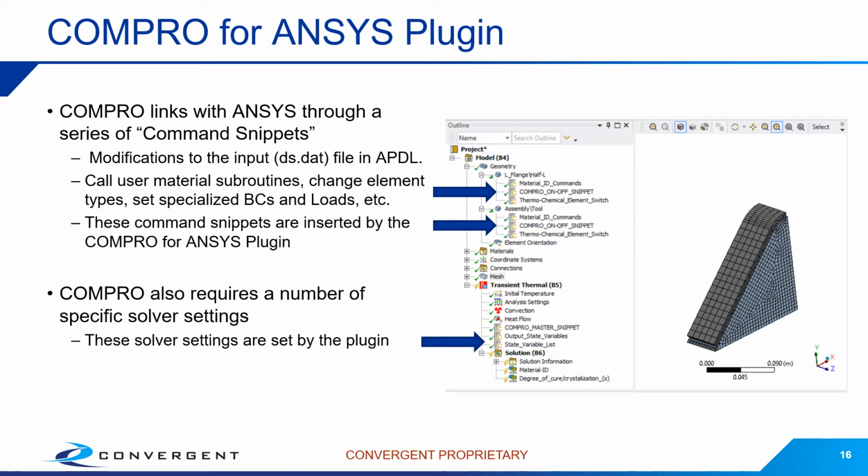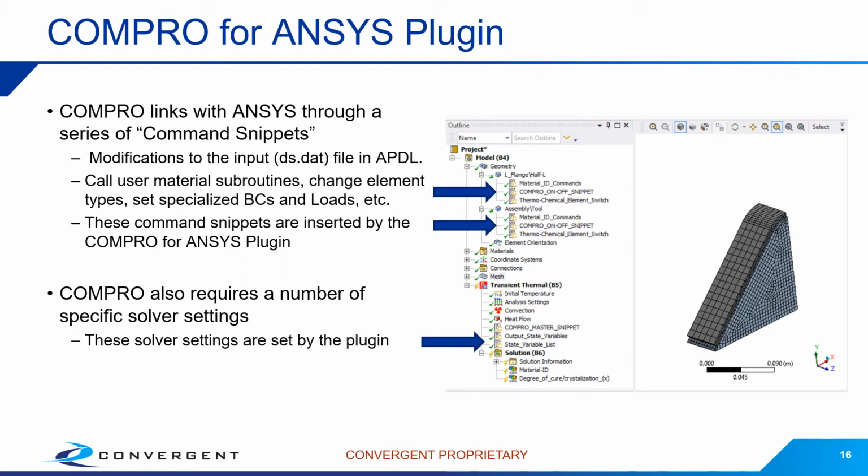The Compro for ANSYS plugin again acts as a link between the DLLs and the ANSYS interface. So when you click a button in the Compro plugin, what it's doing is making modifications to the input or the ds.dat file in ANSYS parametric design language, or APDL. And it does so by inserting command snippets.